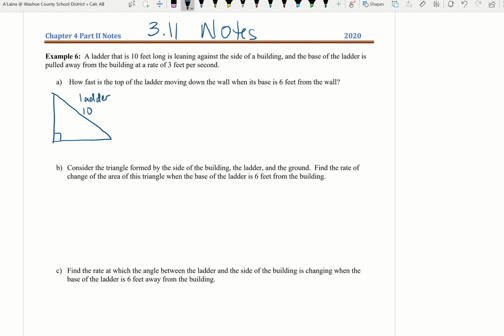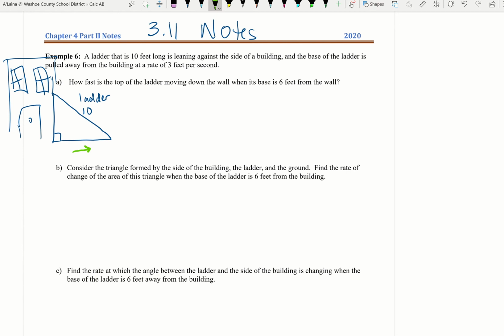And it's 10 feet long, and it's leaning against the side of the building. That's how I know it's slanted. Here's my building right over here. Awesome diagrams, right? Fantastic. Okay, so here's my building, and it's leaning against the building. The base of the ladder is being pulled away. So my ladder is being pulled away from the building.